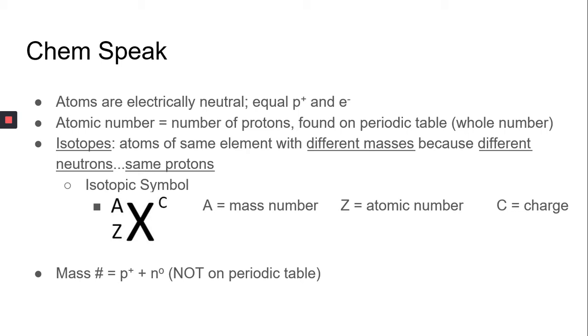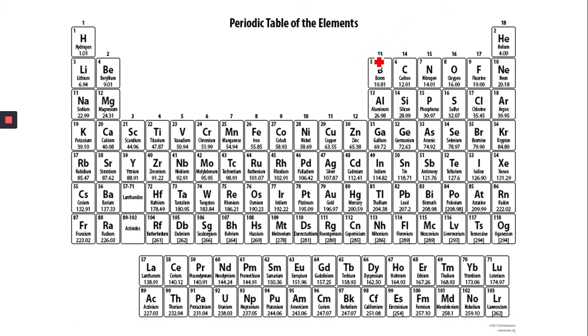The atomic number is the number of protons, and that's what's found on the periodic table. So if we look at our periodic table, this number up here, the number above the symbol, that is the atomic number. So that's the number of protons. So we can take any element and know how many protons there are simply by looking at the periodic table. The periodic table is arranged according to the number of protons, so it goes in order. So if I say that there are 12 protons, then I know that the element is magnesium because magnesium is number 12.